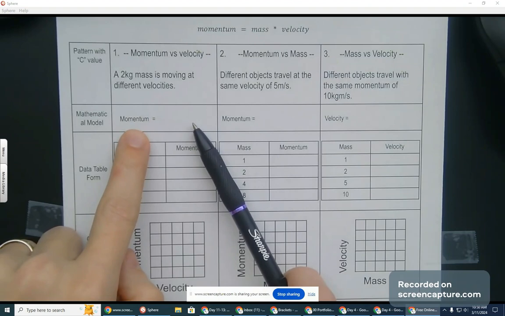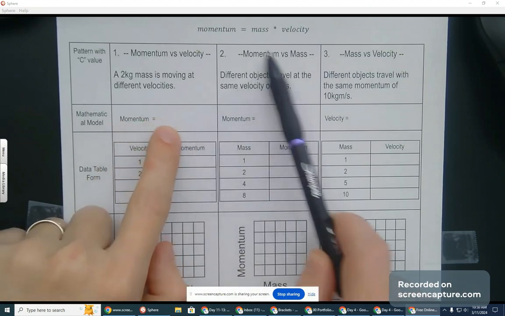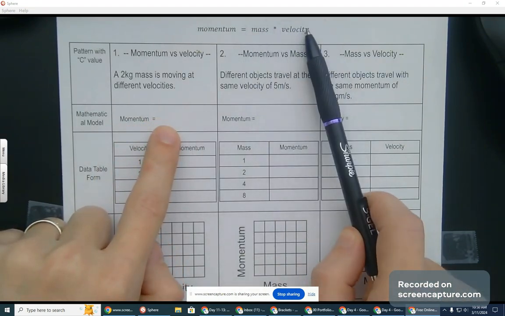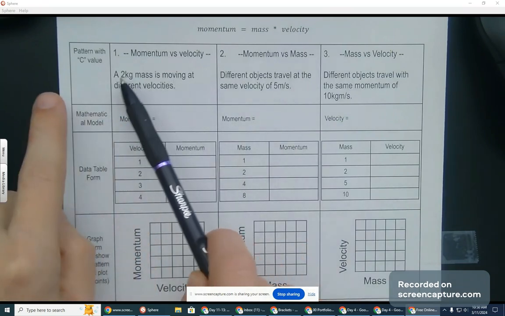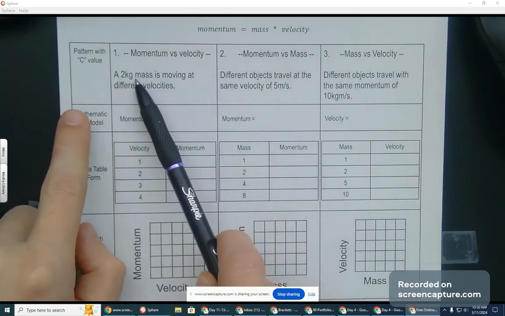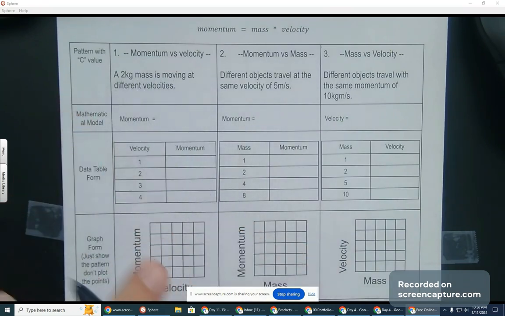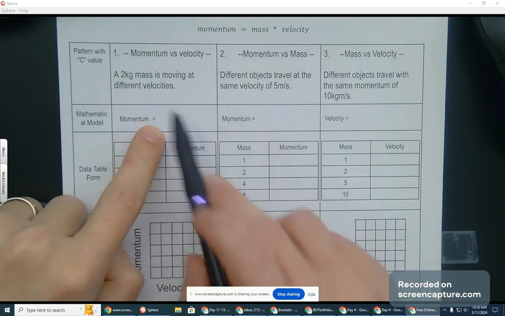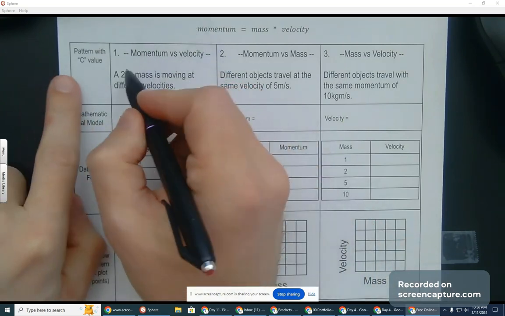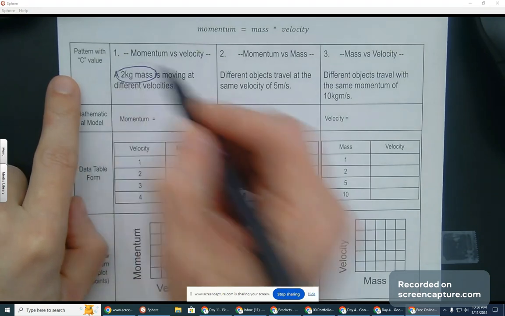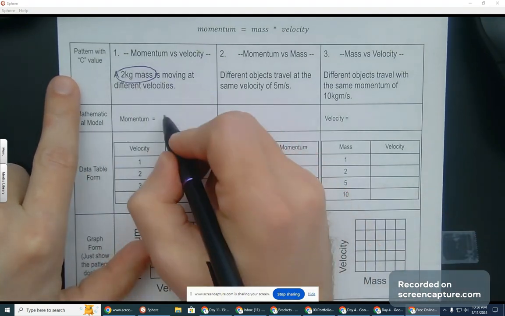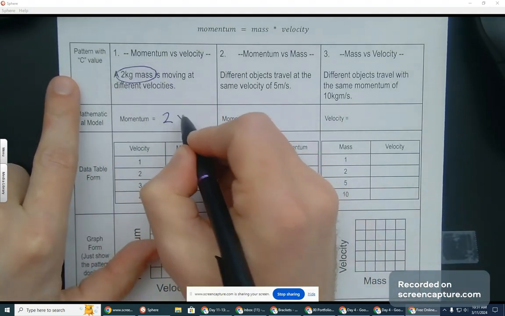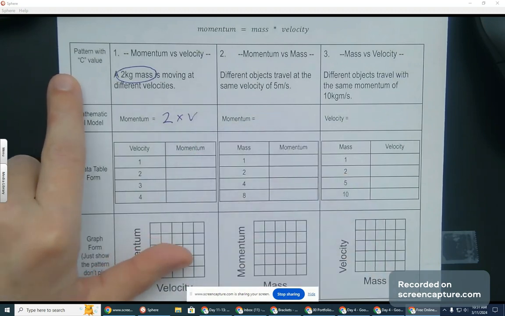So for this first one, we've got momentum equals mass multiplied by velocity. Now in this case, we know what the mass is from the problem. So instead of writing the word mass here, I'm just going to put what mass is. And since mass is 2 kilograms, I'm just going to put 2 times my velocity.